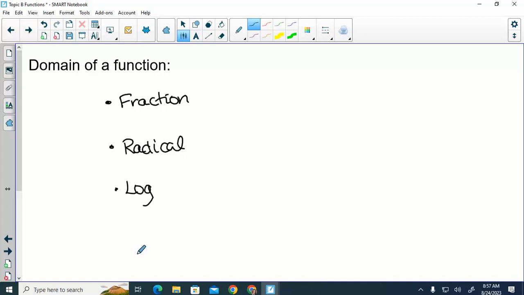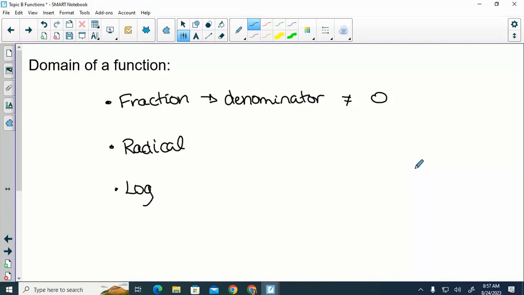So, if we have a fraction, what do we have to worry about in a fraction? The denominator. So the bottom of the fraction cannot equal 0. Whatever makes the bottom 0 gets taken out of our domain.